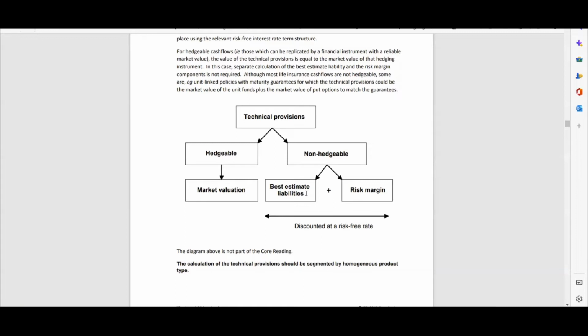So if it is possible that the liability cash flows are replicated exactly by an asset or a combination of assets, then the market price of that asset or assets would be the market value of the liabilities.